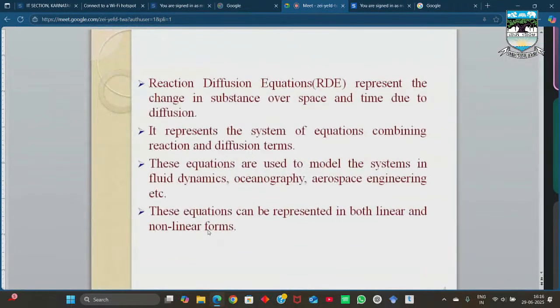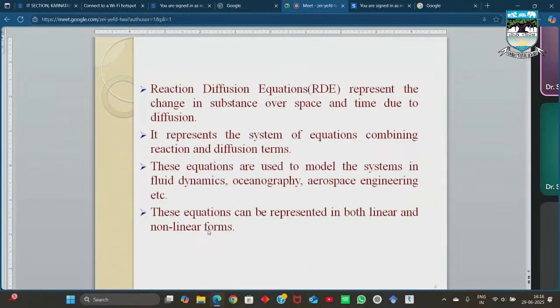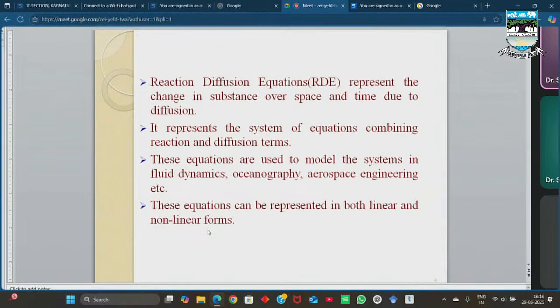So we'll start with the introduction. Reaction diffusion equations represent the change in a substance over space and time due to diffusion. They represent a system of equations combining reaction and diffusion terms. These equations are used to model systems in fluid dynamics, oceanography, aerospace engineering, etc., and can be represented in both linear and nonlinear forms.